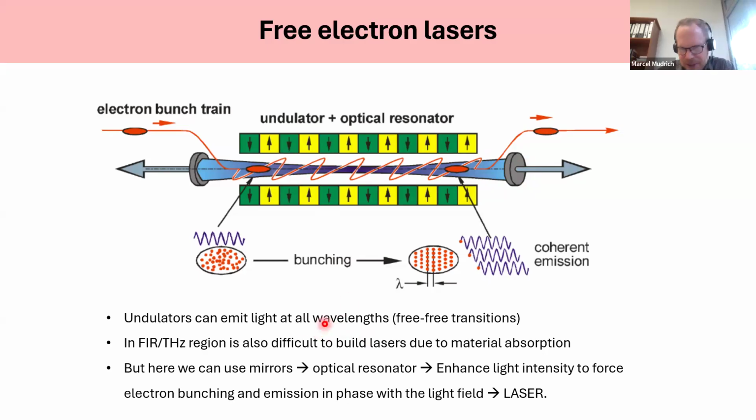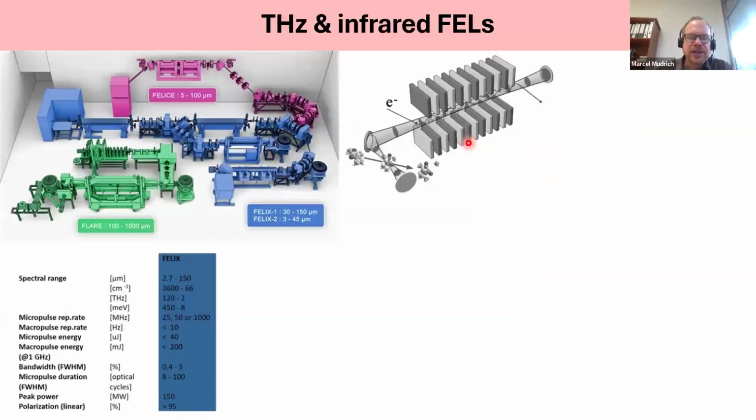And that's a way to build a laser based on undulator radiation. And these facilities actually exist. So for example, what is shown on the left is the so-called Felix and Felice.